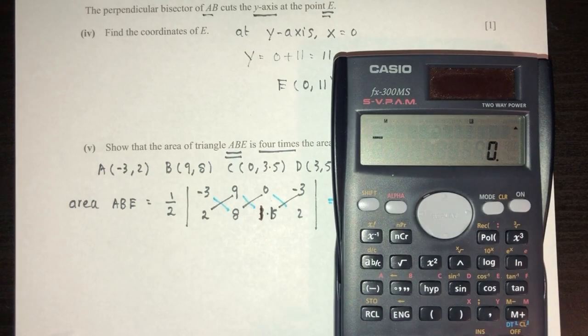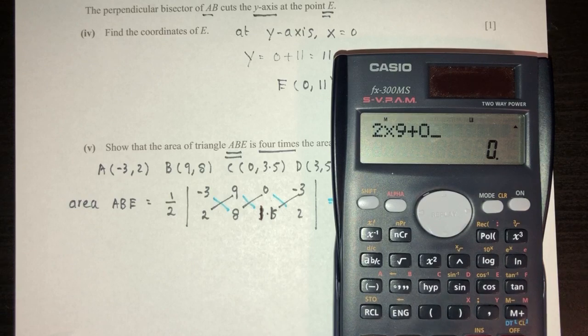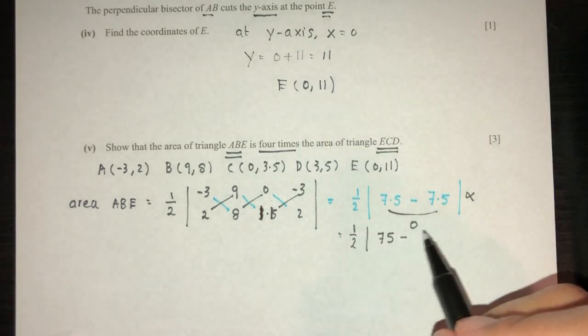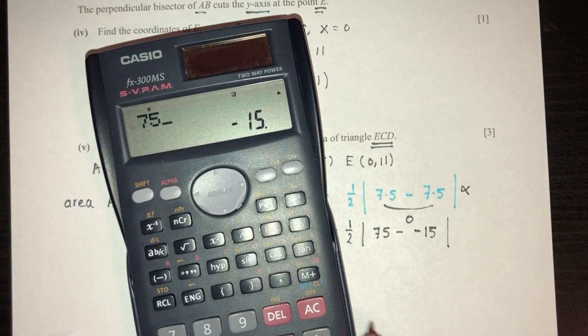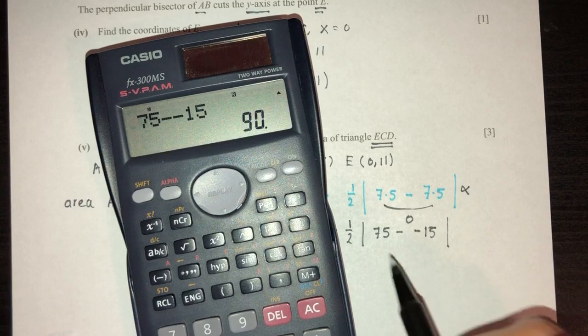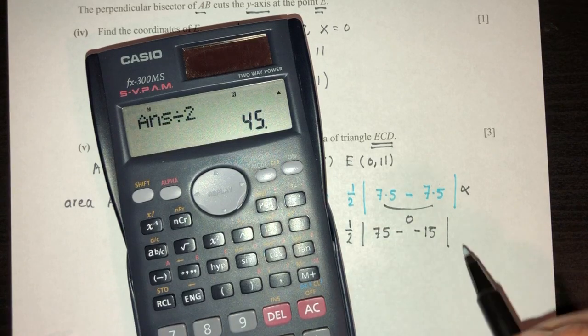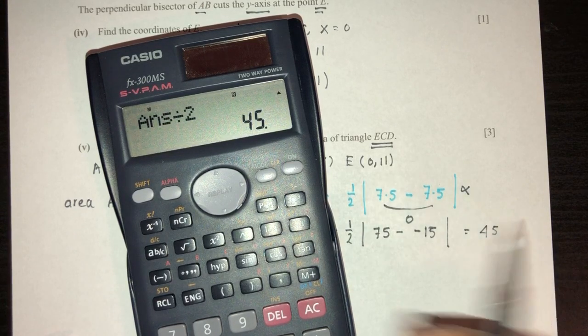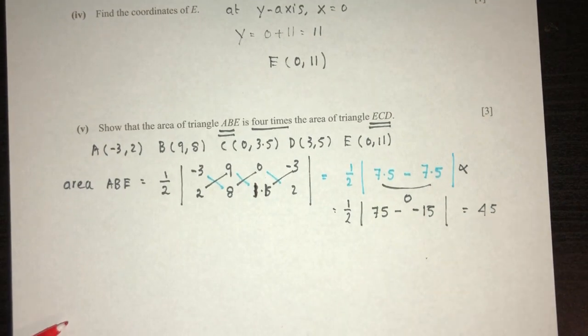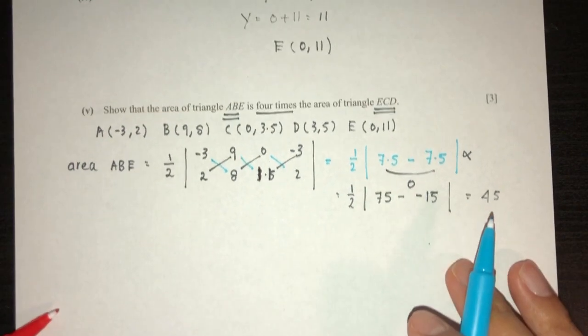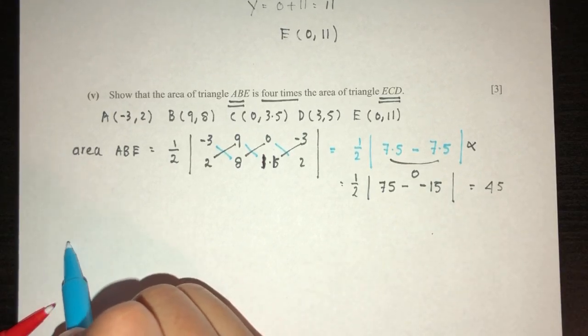And the minus 2 times 9 plus 0 plus minus 3 times 11. That will be minus 15. So 75 minus 15, that will be 90. Half, that will be 45. So triangle ABE is 45 units. Now we have to find the area of triangle ECD.